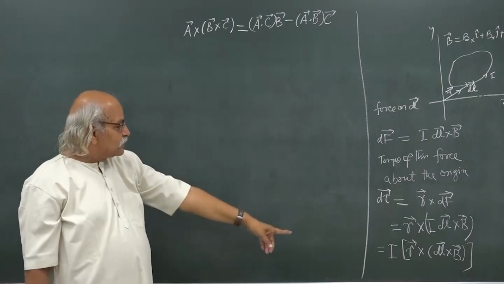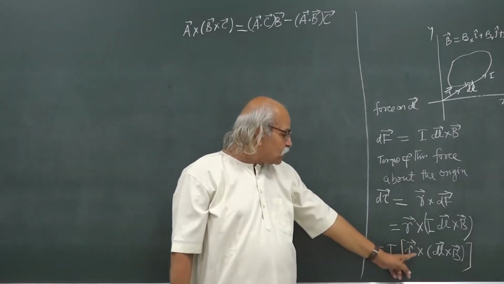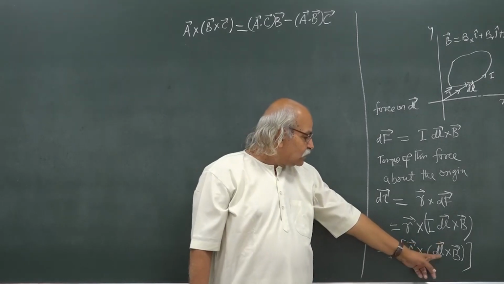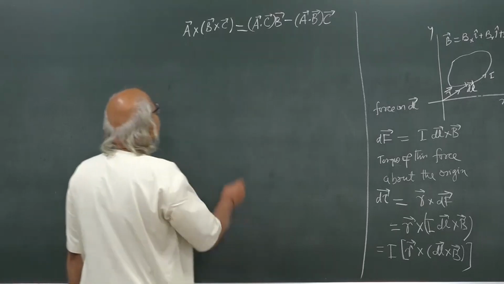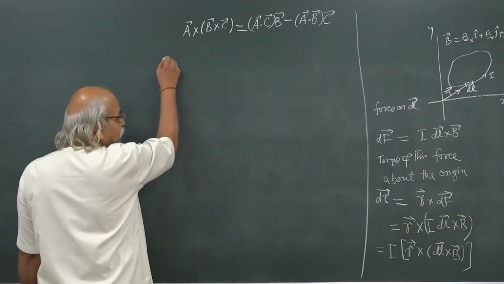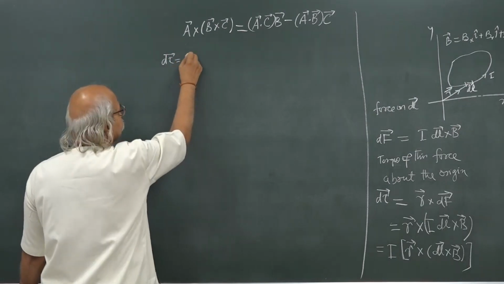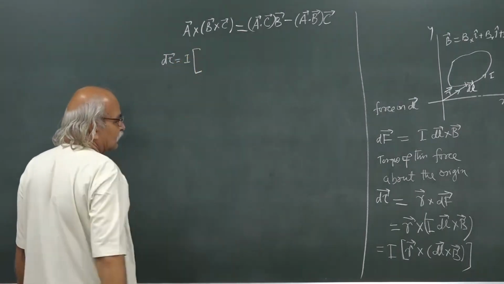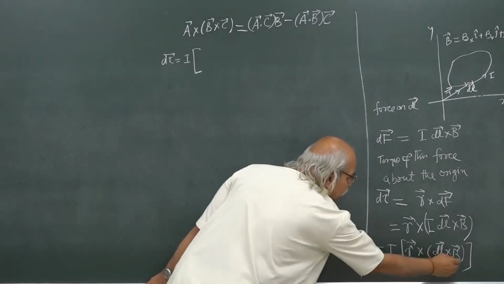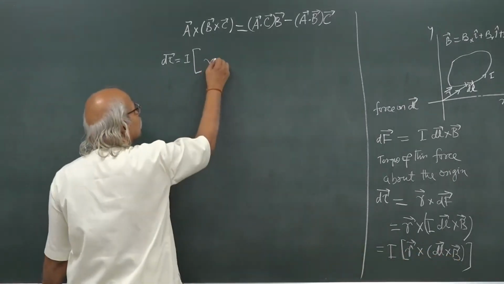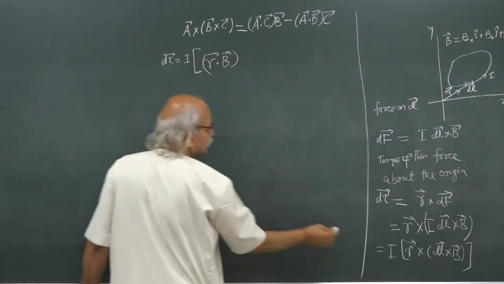Use this thing here. What is this? R vector cross dl vector cross B vector. Use this. So, our torque d tau is equal to I, and then this has to be taken out. So, r vector dot B vector, and what is taken out?